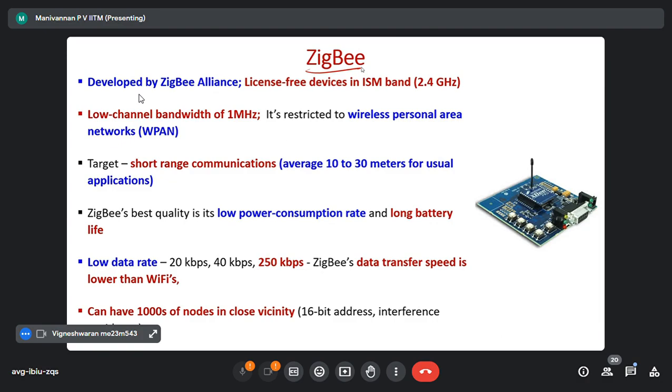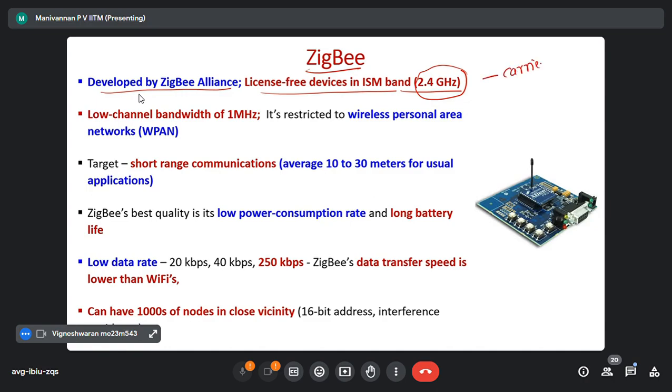In the previous class I told you it is developed by a consortium called the Zigbee Alliance. It is a license-free device in the ISM band, where the carrier frequency should be 2.54 gigahertz. That means all the voice signal, data, computer to computer signal, whatever you do in Zigbee, is generally digital communication. This is the carrier frequency.